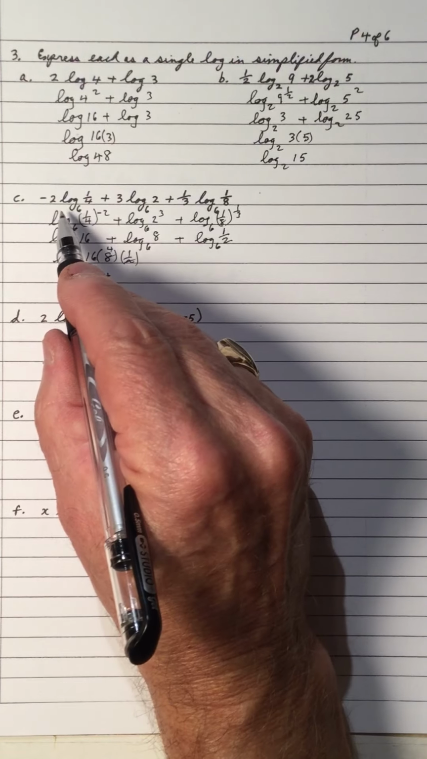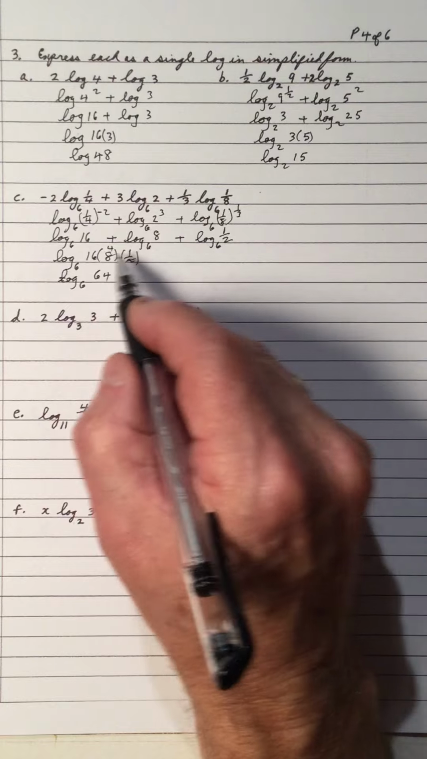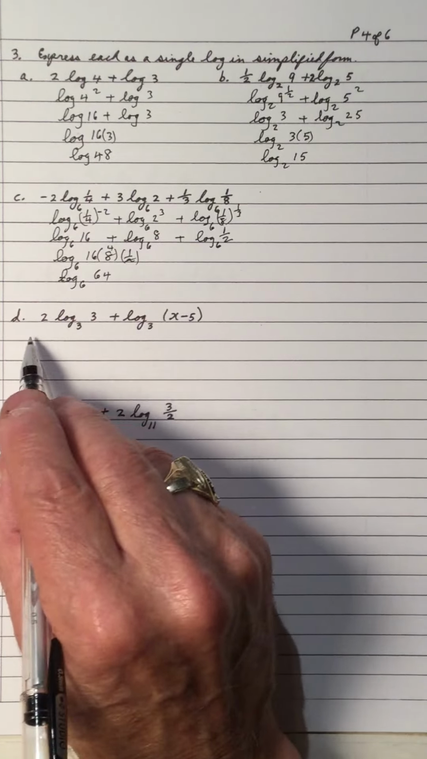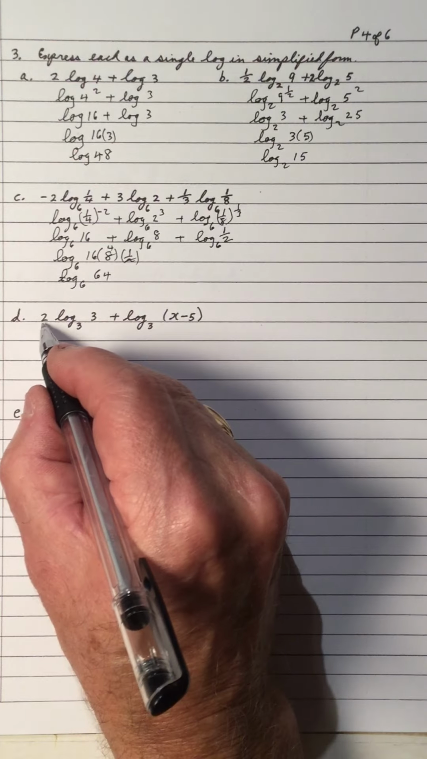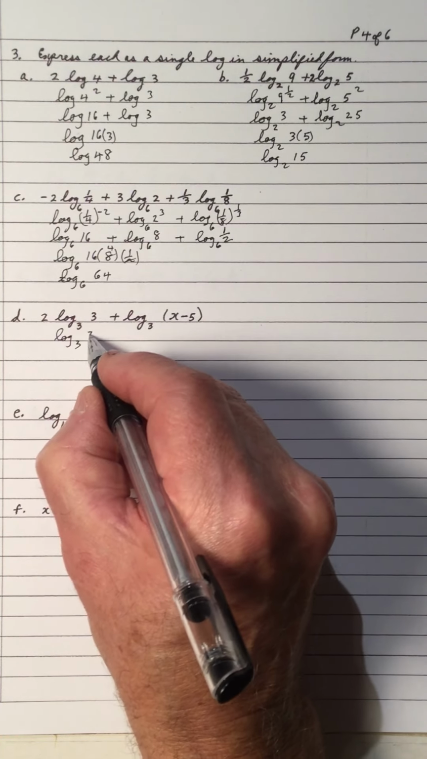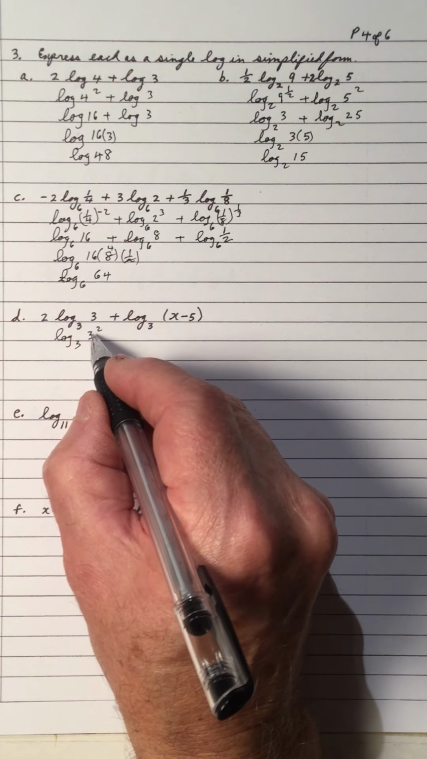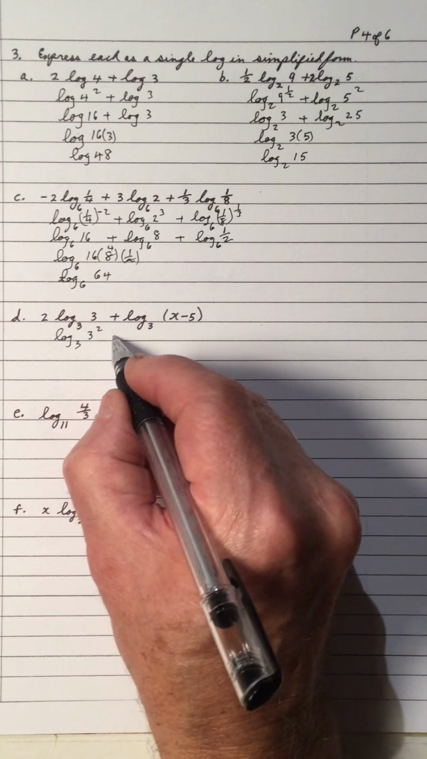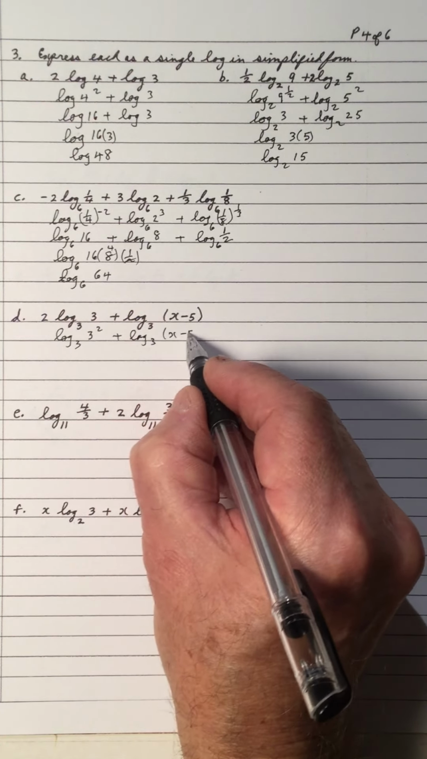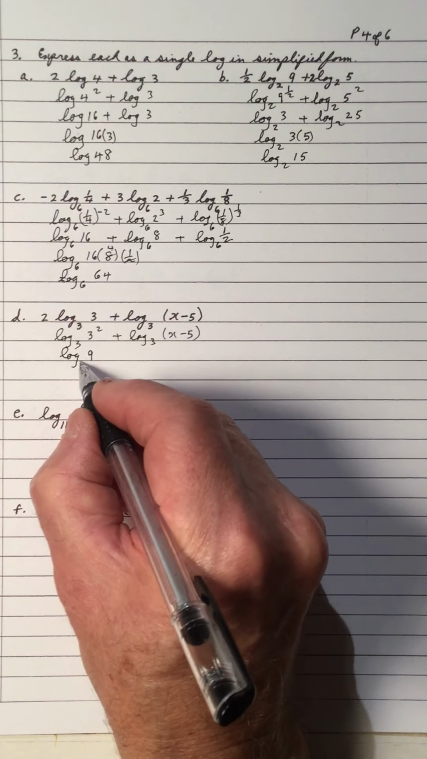Again, we do the power rule first, simplify each of those expressions, and then the sum of logs is the log of the product. D, again we have a power rule, so 2 goes to the power of 3. Normally, if you did that, you could write a 9, but I'm putting the 2 here first and then doing the 9 after, just to make sure you understand. So that's the log of 9 base 3.